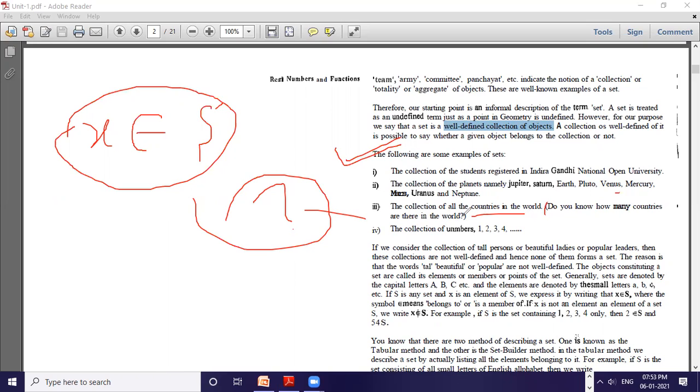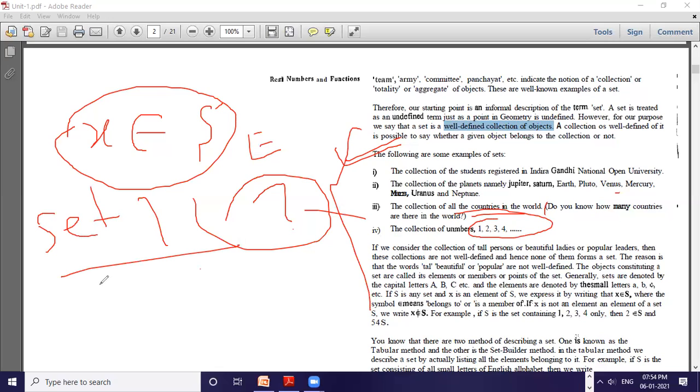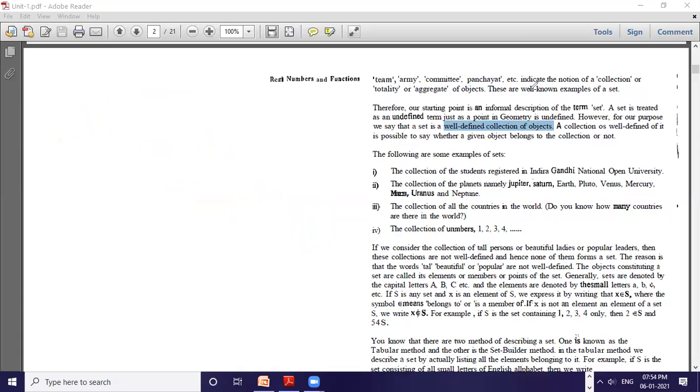Well, joke apart, a collection of numbers like 1, 2, 3, 4, these are some examples of a set. तो अभी तक आपको set क्या है, what is a set और set के examples, real life examples ये समझ में आ गया होगा. ठीक है. Okay, so let's come to the next point.